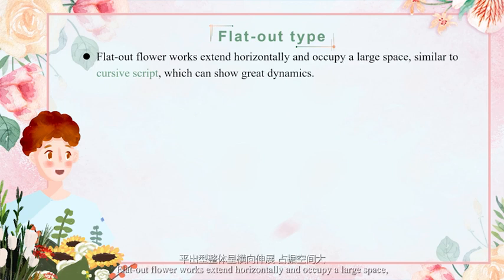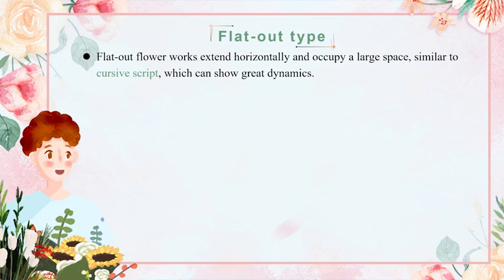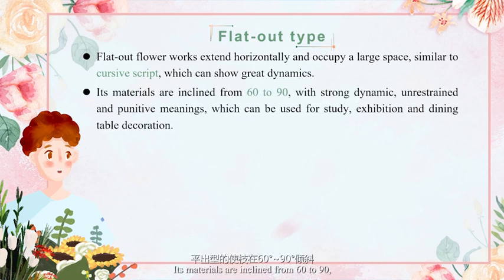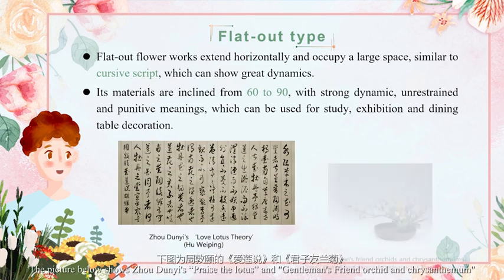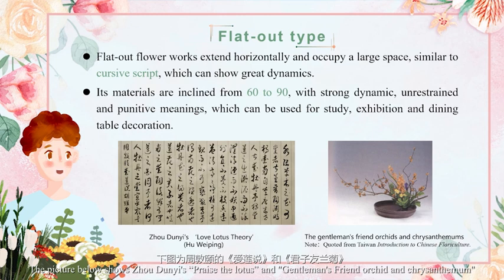Flat-out flower works extend horizontally and occupy a large space, similar to cursive script, which can show great dynamics. Its materials are inclined from 60 to 90 degrees, with strong dynamic, unrestrained and punitive meanings, which can be used for study, exhibition and dining table decoration. The picture below shows Zhou Dunyi's Praise the Lotus and Gentleman's Friend Orchid and Chrysanthemum.